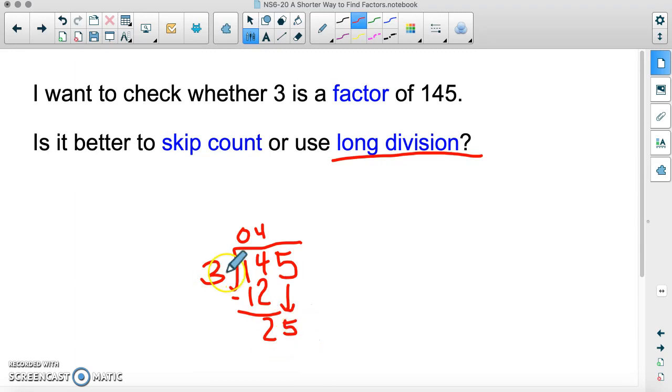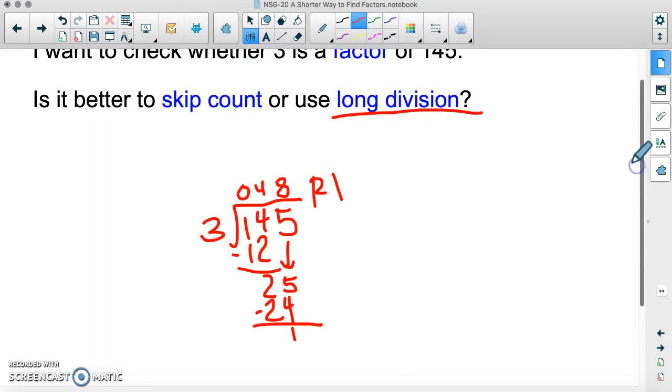And now I'm going to decide, can 3 go into 25? 3 cannot go into 25, but it can go into 24. So we have 3, 6, 9, 12, 15, 18, 21, 24. 3 times 8 is going to give us 24. Then I'm going to subtract 1 last time, and it's going to give me a remainder of 1. So I can see that 3 is not a factor then of 145 because there is a remainder of 1. That was pretty quick for me to solve using the long division strategy rather than skip counting all the way up to 145.